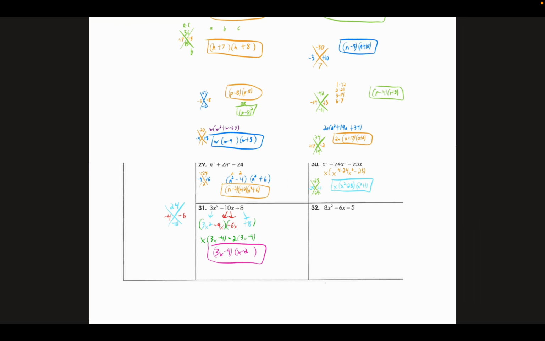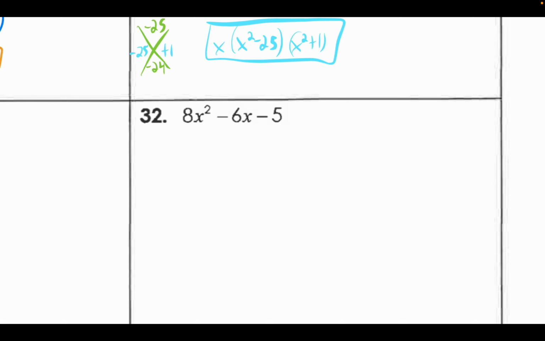On to number 32 here. 8x squared minus 6x minus 5. So no GCFs in there. Go ahead and make the X. A times C, 8 times negative 5 is negative 40. B is negative 6. Finding two numbers that multiply to negative 40 and add up to negative 6. One will be a negative and a positive, and it's negative 10, positive 4.